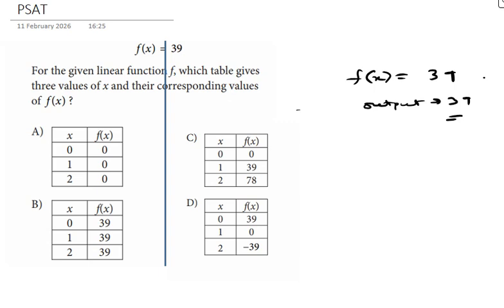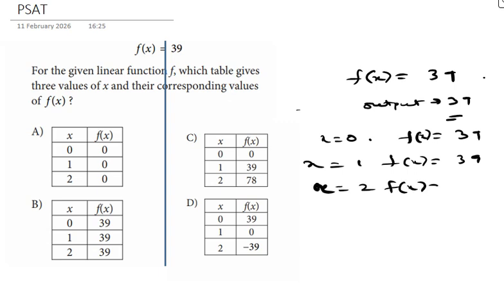If x is equal to 0, then f(x) is equal to 39. If x is equal to 1, f(x) is equal to 39. If x is equal to 2, f(x) will be 39. And if x is equal to 100, f(x) will be 39. So this is called a constant function. It is also a linear function with slope 0. That means the graph would be a horizontal line at y is equal to 39.